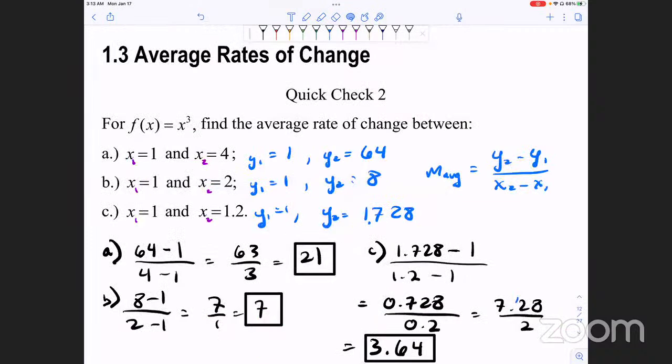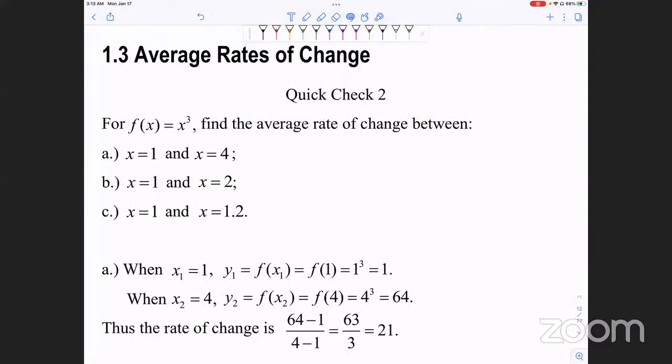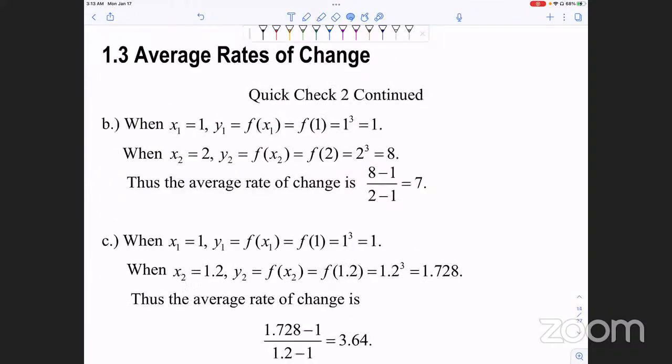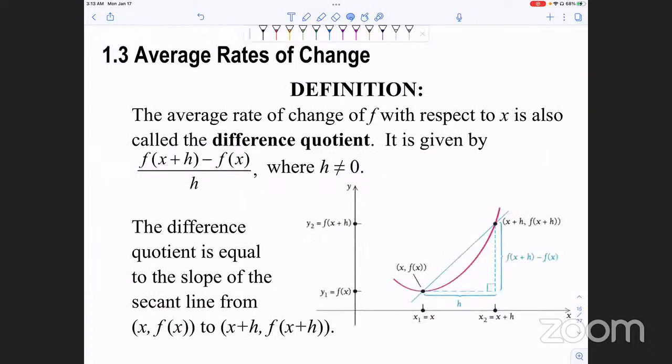So these are the average rates of change we got. We got 21, we got 7. Notice that that slope is getting smaller and smaller. It's tending towards 0 or some other number really, but it is getting smaller. First the slope was 21, then it was 7, then it was 3.64. See the 21 there for part A, 7, and then 3.64 for part C.